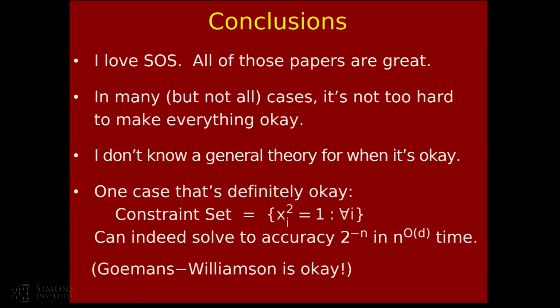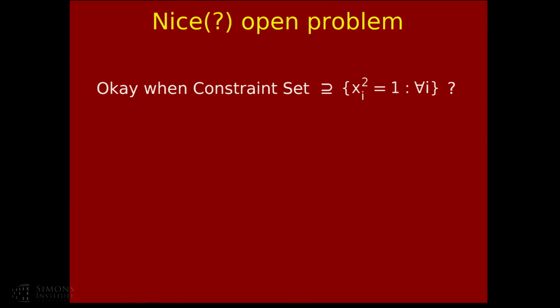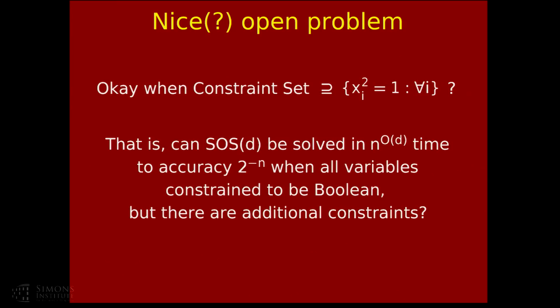That's fine. And I'll just conclude with what I think is a pretty nice open problem: is it OK when your constraint set is a superset of this? Which I think is a very common but not fully general case. In other words, if you have some SOS program of degree d, where all the variables are constrained to be Boolean, but maybe you additionally have some side constraints, like a balancedness constraint or vertex cover type constraints, is it possible to solve it in n to the order d time to exponential accuracy? Thank you.